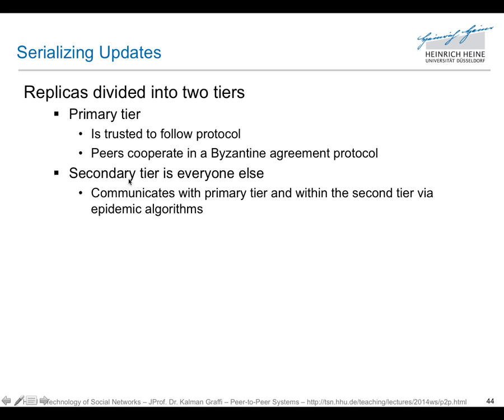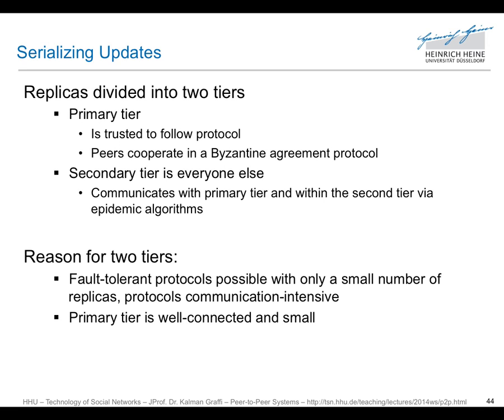Some of them communicate with the primary tier, and among each other they flood, an epidemic algorithm. That means they communicate in an unstructured way with each other, and they flood the changes. So what is the reason? We can assume there are a few trusted peers. They should be able to decide, but they should not be overloaded with storage.